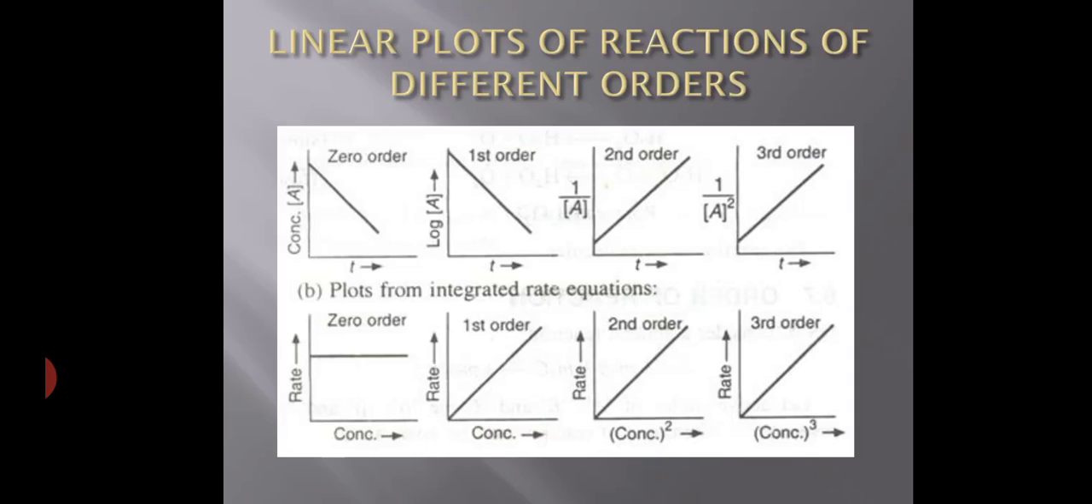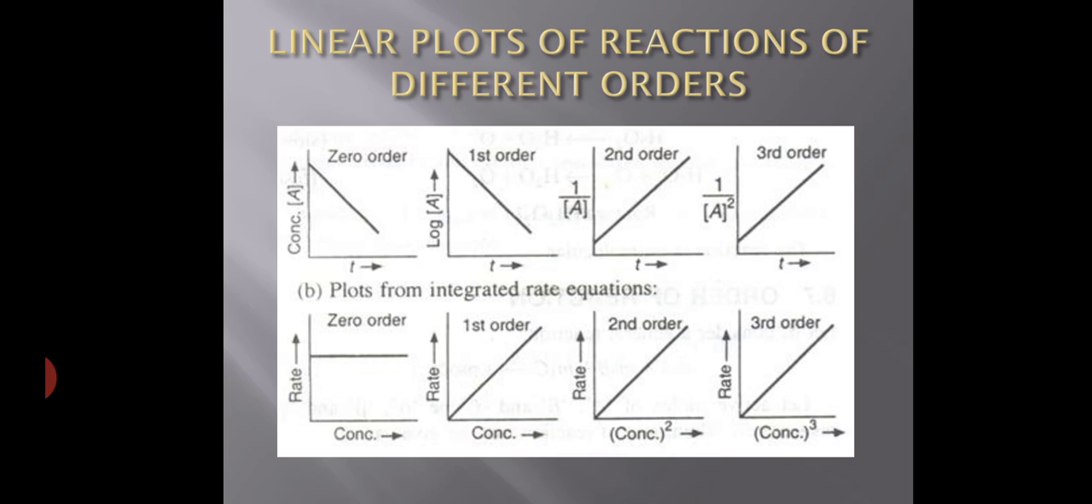You can see K is equal to 2.303 by t log concentration of A naught by concentration of A. This equation, if you relate with y is equal to mx plus c, you also find the slope is negative, minus 2.303 by t. This sort of thing you will be getting. The second order and third order depend on concentration, and the slope is positive. Same thing for the integrated rate equations.